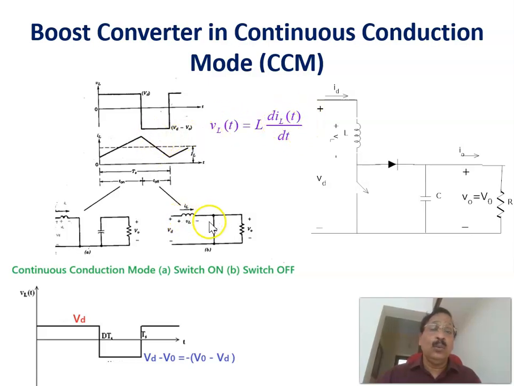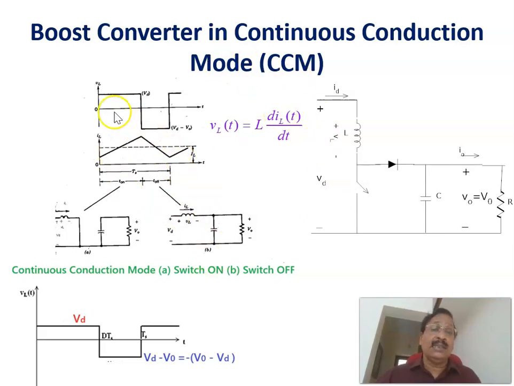That is why when the switch is off, the current through the inductor is decreasing, and it has got a negative slope here. And here again, coming back to this position, this current will be the same as this current. The current through the inductor at time t equal to 0 is the same as the current at time t equal to Ts. Therefore, that is in continuous conduction mode.